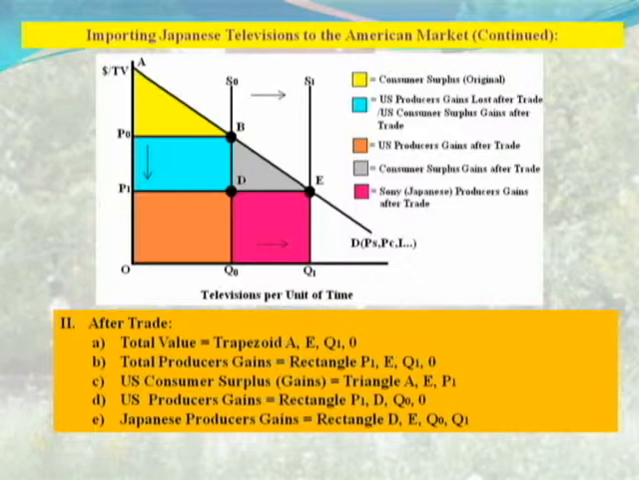And then after trade, the Japanese producers' gains equals rectangle represented by D, E, point Q0, point Q1.